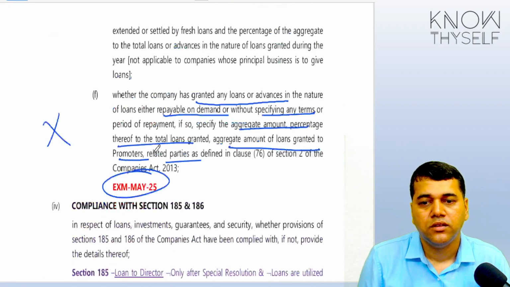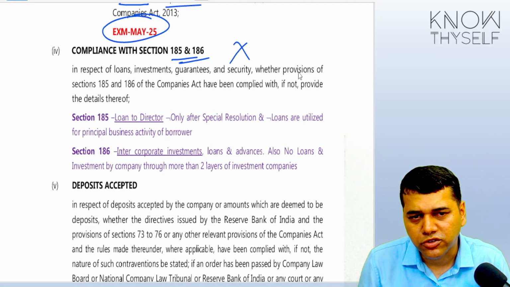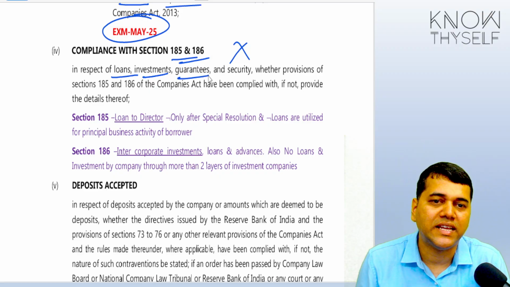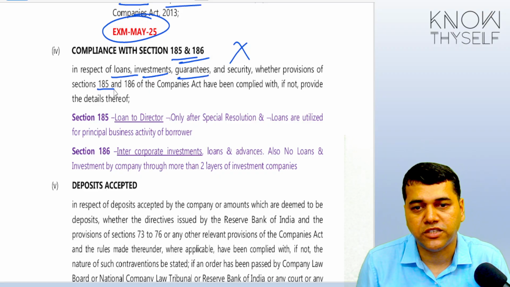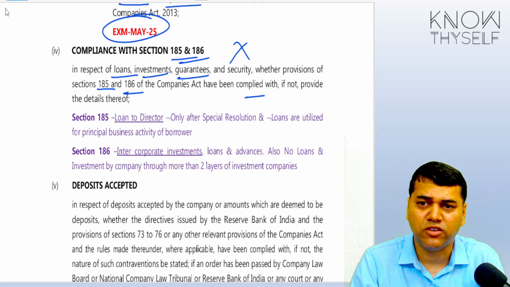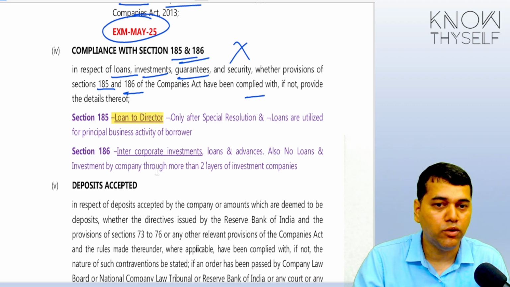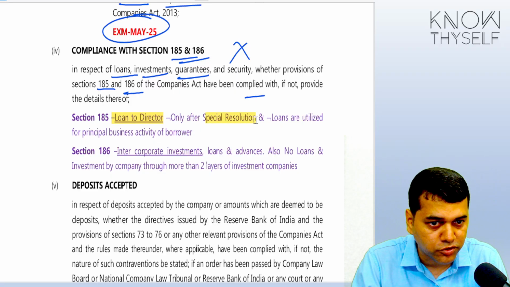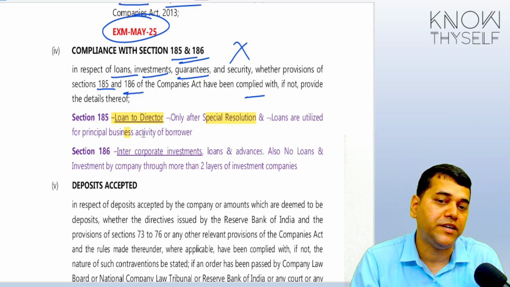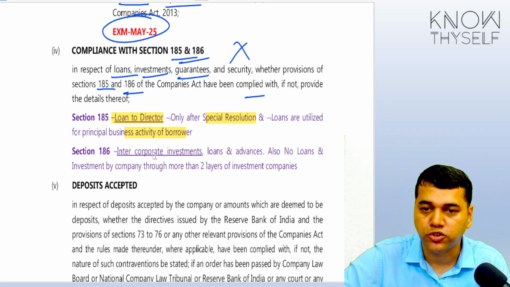Yes. So we will move to the other topic, compliance with sections 185 and 186. I don't think they will ask you any questions on this. In respect of loans, investments and guarantees, whether the provisions of sections 185 and 186 have been complied with. Now they didn't tell what it is. What does section 185 say? It says about loans to a director. It says that you can give a loan to a director only after passing a special resolution, and the loan should be used in the principal business activity of the borrower. That means it should not be routed somewhere else. What is the principal business? Then only it should be used.